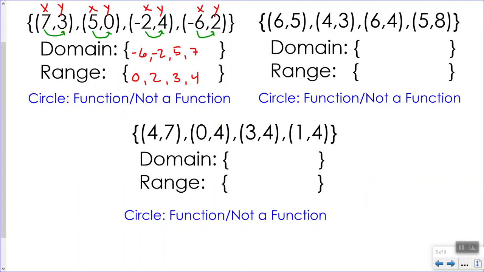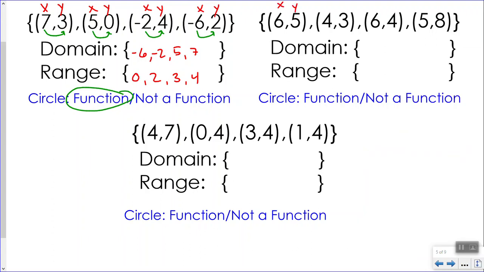The easiest way to check this is to see if any of our domain values repeat, and if they do, they have to map to the exact same range value in order to be a function. So here we have -6, -2, 5, and 7. We don't have any repeating domain values, so right away we can say that this is a function. If I look at the next one, I'm going to do exactly the same thing.